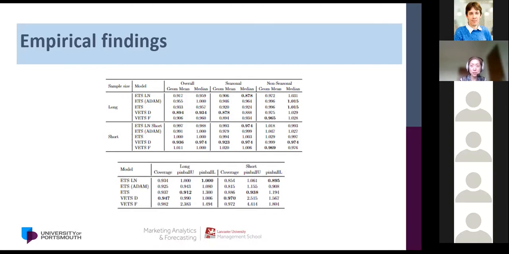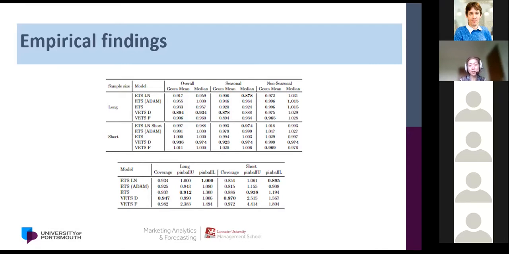Now, let me show you the 95% prediction interval results. So here we report coverage and the pinball values. Again, starting with the short. So if we look at coverage, VETS-D gives us 97%, closest to the 95% nominal. And the univariate ETS models are quite far off from that 95%, and that is commonly observed in practice. But when we have longer data histories, again, you can see that those univariate ETS models catch on with their coverage results. VETS-D again is giving us the best result there. There seems to be some trade-off between coverage and the pinball values.